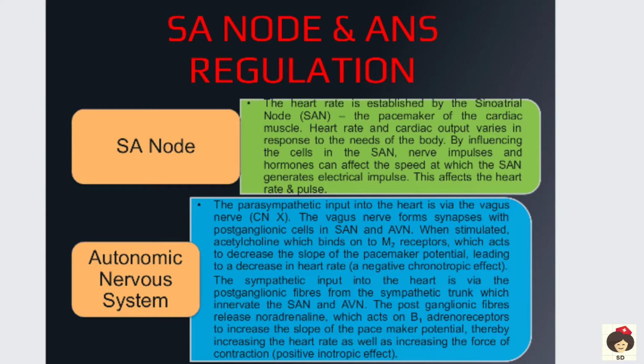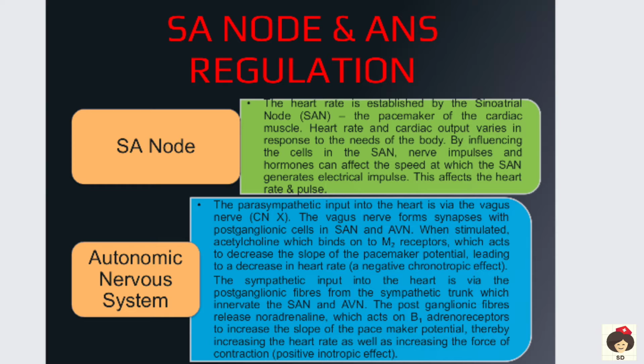When the SA node gets triggered, it will influence the hormones, the nerves, and all the receptors, which will cause an effect on the heart rate and the pulse. And next is the autonomic nervous system. In the autonomic nervous system, there are two things: the parasympathetic nervous system and the sympathetic nervous system.